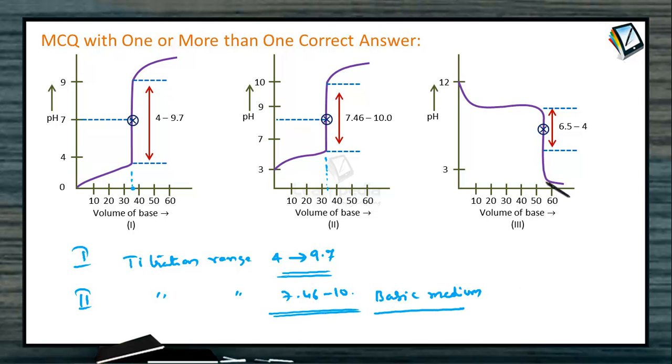Whereas in 3, about 60 ml, the titration range is 6.5 to 4, so falling in acidic medium at the end point. This is what we understand as the titration ranges for the different acid-base titrations.